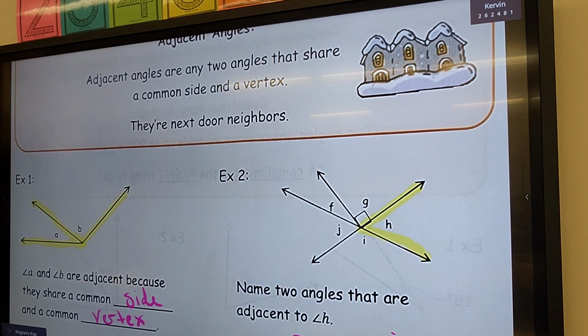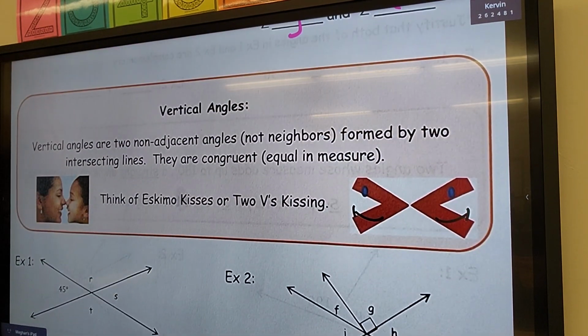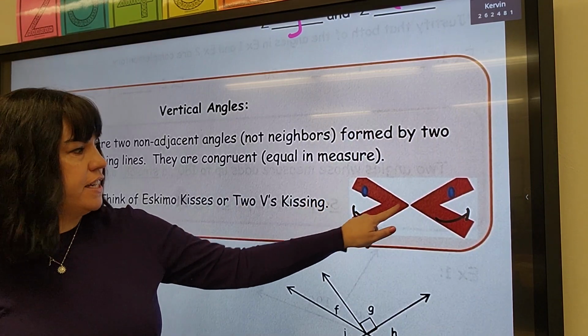Okay, so any questions on adjacent? Just remember they're side by side, they share a side and a vertex. Grayson, can you do example 1? These ones are vertical, and vertical angles are not adjacent. That means they're not side by side. They are formed by two intersecting lines, and they are congruent, which means they're equal in measure. So think of Eskimo kisses or two V's kissing. Last year I used kissing fish.